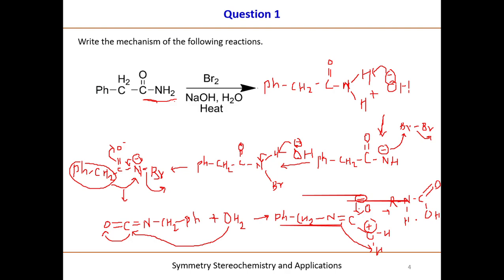So what was the first step? Deprotonation of the amide, right? Deprotonation of the amide followed by nucleophilic attack of halogen X2 or Br2. Here we have Br2. And the second step was the deprotonation followed by migration of the alkyl group. And the third step is that the isocyanate reacts rapidly with the water to form the carbamic acid. And the last step is here, which is that carbamic acid releases CO2 to form the product.